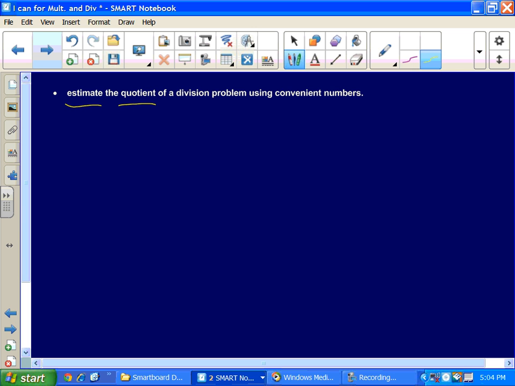Next, we're going to estimate the quotient of a division problem, and again, we're going to use nice numbers. So if I were taking 137 divided by 7, and we're looking for the quotient, what would be some convenient numbers that we could use to estimate the quotient? Again, pause this, see if you can come up with an estimate using convenient numbers, and then hit the play button again. All right, let's take a look.